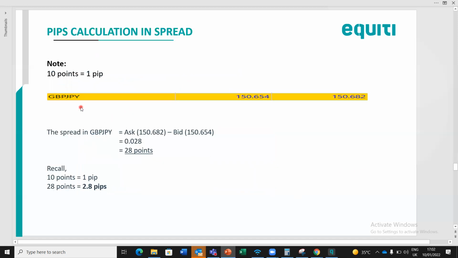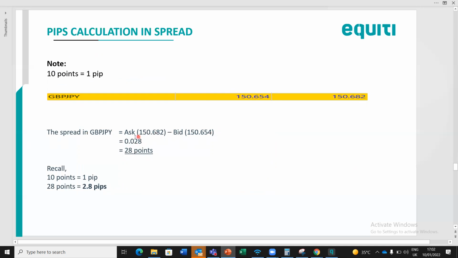All right, so if we're calculating the spread in GBP JPY, remember this is the bid price, this is the ask price, then the spread in GBP JPY would be what? Ask minus the bid. So that would be 150.682 minus the bid, which is 150.654, and that gives us 0.028.